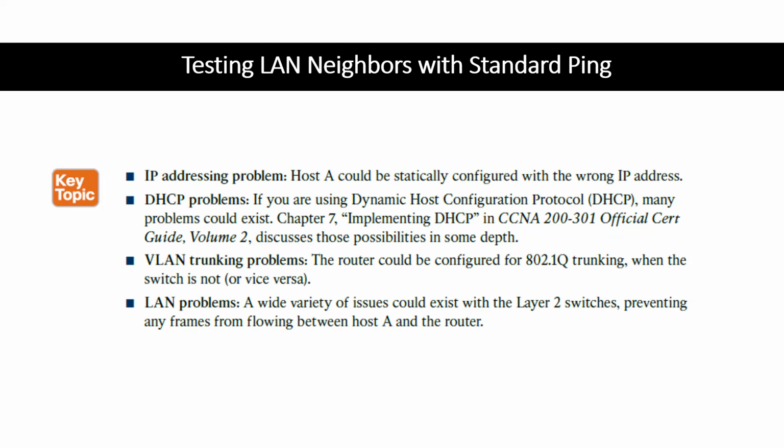And also, last but not least, LAN issues. A wide variety of issues could exist, and I'm reading this word for word, with the layer 2 switches preventing any frames from flowing between host A and the router. If it's working, we're good. If it's not working, we need to go ahead and check layer 2. That's what we went through. So a couple of things, if it's working, we can rule out. A couple of things, if it's not working, we see in this list can be potential root causes of the issue, okay?